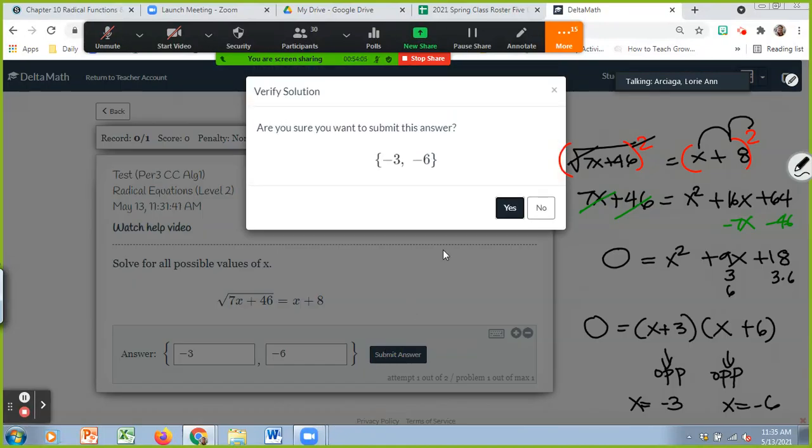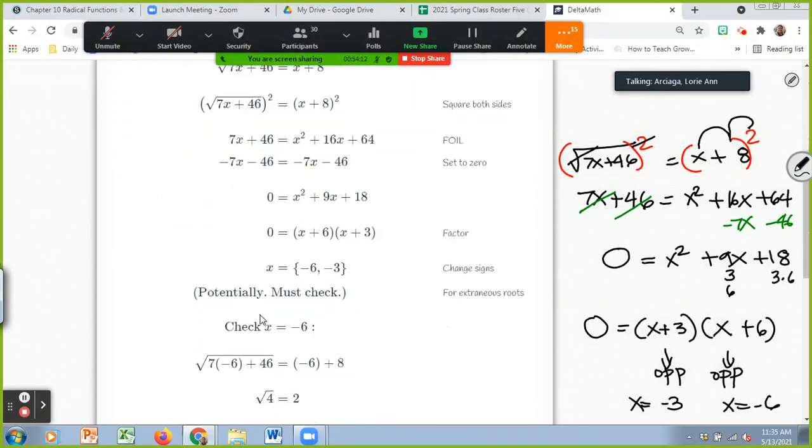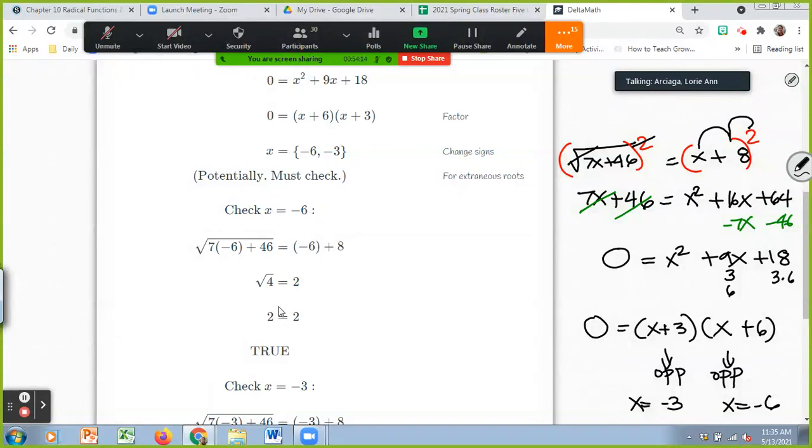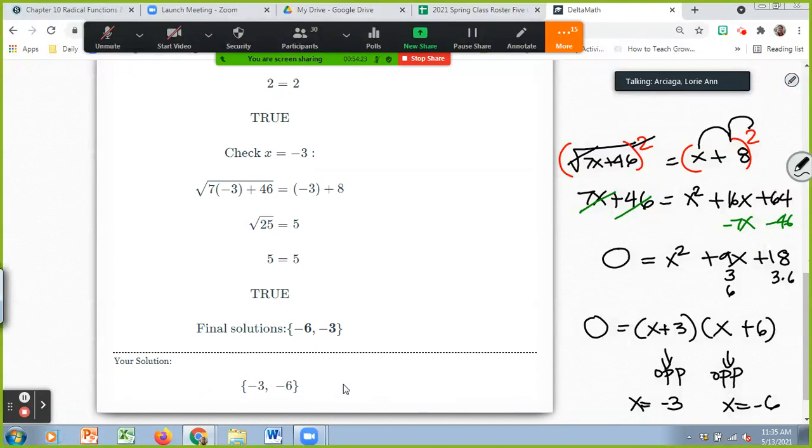Okay. So submit. I just skip the checking part because it will show it here. You see that? So if you check it, it works. If you check the other one, it also works. Yep. So when you're factoring like this, you have to check the solutions. So both of them are working.